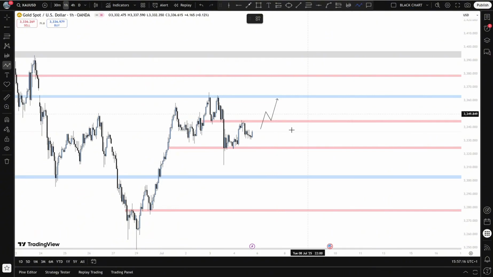And if the price breaks this key level, pulls back and retests, just like this, I say simple. This is what I'm going to be expecting from gold as the price action trader.